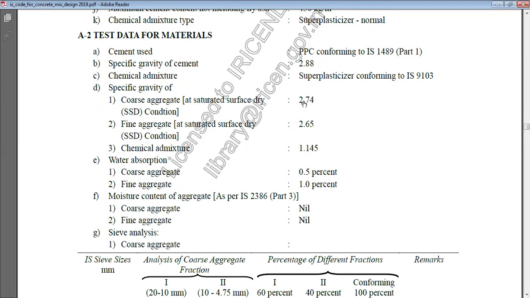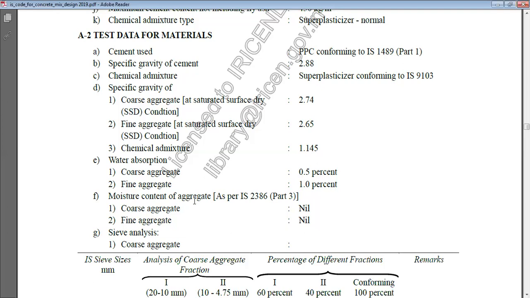The specific gravity of coarse aggregate and fine aggregate, and the chemical admixture specific gravity, are also given, and also the water absorption of the coarse aggregate as well as fine aggregate. The coarse aggregate will absorb 0.5%, whereas fine aggregate will absorb 1%. This is also very important in the calculation part. If it is absorbing water, then whatever water you got from the water cement ratio, you need to make some correction for this. So if you are adding 100 liters of water and it is absorbing 0.5 and 1%, you have to add extra water. That calculation part you will see at the end.